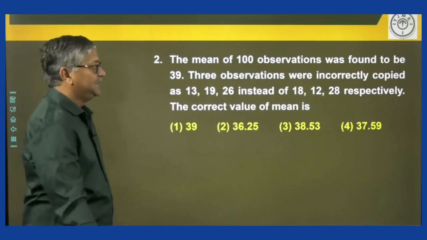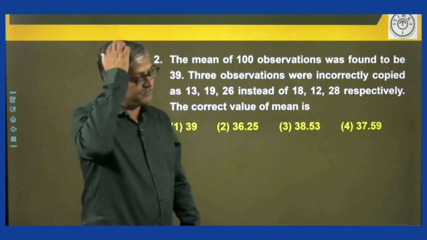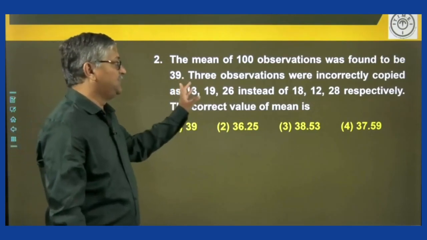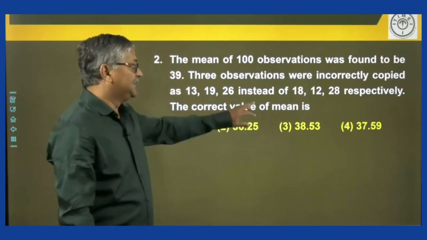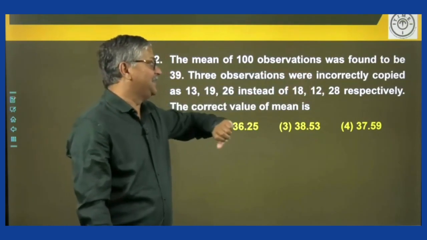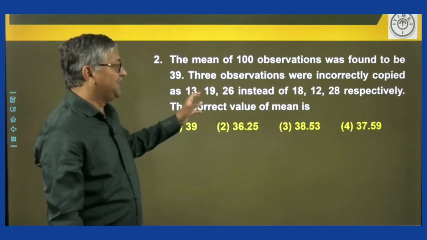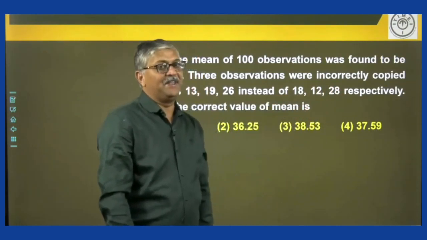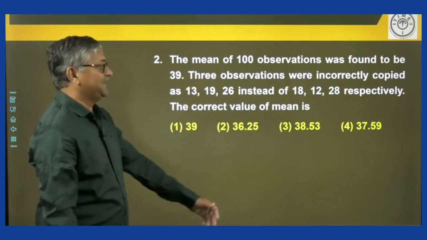This is also a problem based on the mean. The mean of 100 observations is found to be 39, and 3 observations are incorrectly copied as 13, 19, 26 instead of 18, 12, 28 respectively. What is the correct mean?